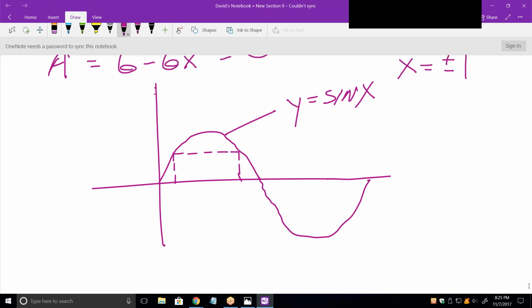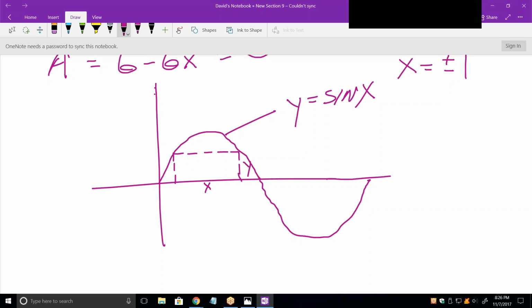Now, if I let that be x, excuse me, hold on a second, I've got to remember how to do this. I don't think I want that to be x. Yeah, I do think I want that to be x. The length of that rectangle is going to be x, and then the height is y, because it's a box still. So the area is x times y, which is sine x, so it's x times sine x.